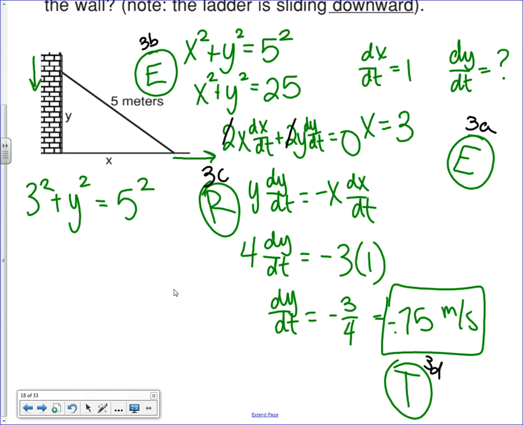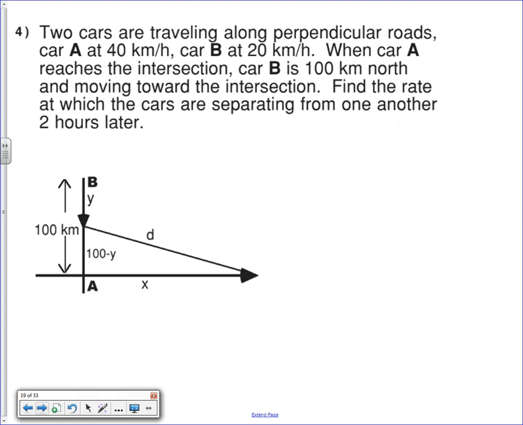All right. Last but not least, kind of a new problem for us, and we will be doing more of these. It says 2 cars are traveling along perpendicular roads, which you can see down here at the bottom, at 40 kilometers per hour and at 20 kilometers per hour. So car A is moving this way at, excuse me, at 40 kilometers per hour.